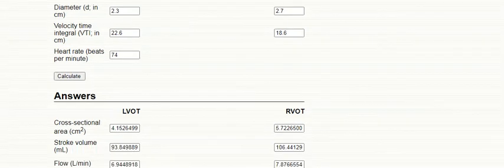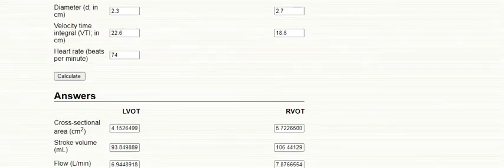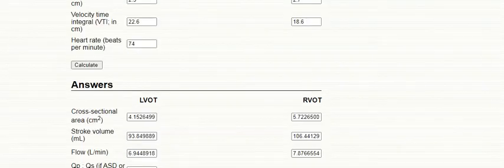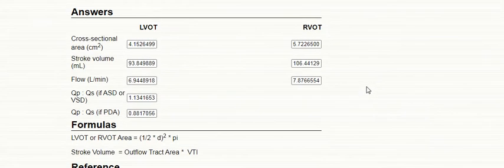Now this patient has a calculated QP-QS of 0.88, indicating a relatively small shunt. However, if we were using these numbers for an ASD or VSD, it would be 1.134. So that about sums it up.